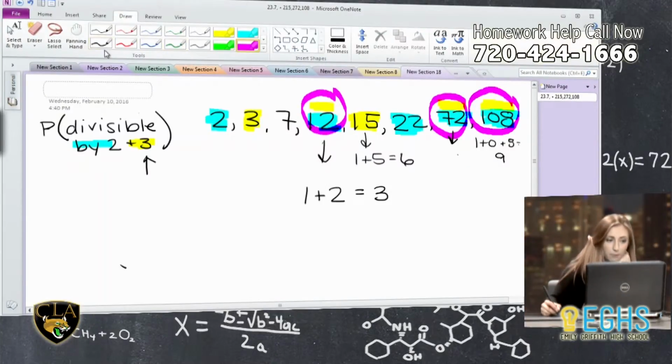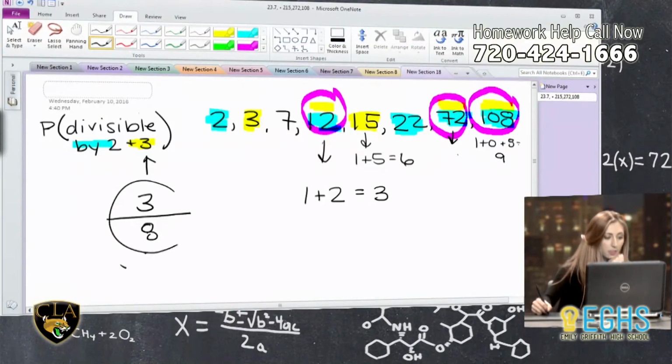Okay, so we have 3 of them, and if we're finding probability, it's basically a fraction. So we put the number that we're talking about, the ones that are divisible by 2 and 3, on top. That's the numerator. So that's 3 numbers. And then the total amount goes on the bottom. So how many numbers do we have? 8 numbers. Yep, so it's going to be 3 out of 8 is our probability.